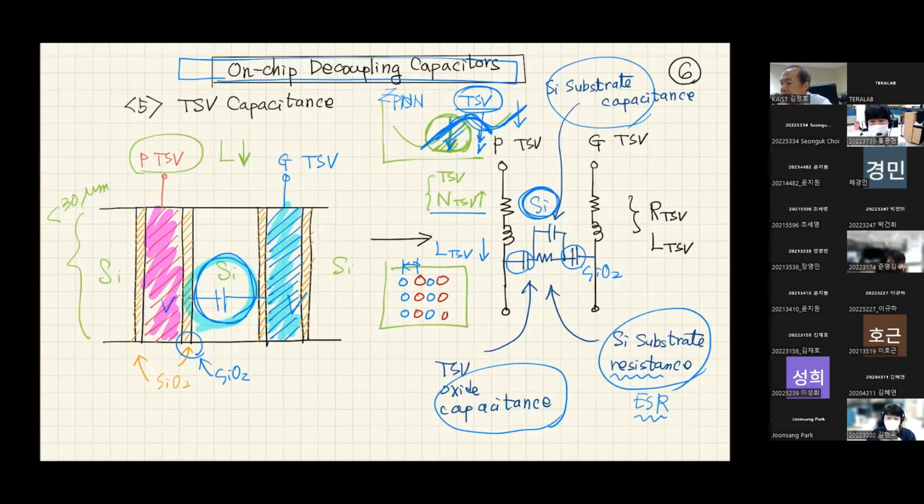In this slide, I'm trying to explain the contribution of TSV capacitance for decoupling capacitors.